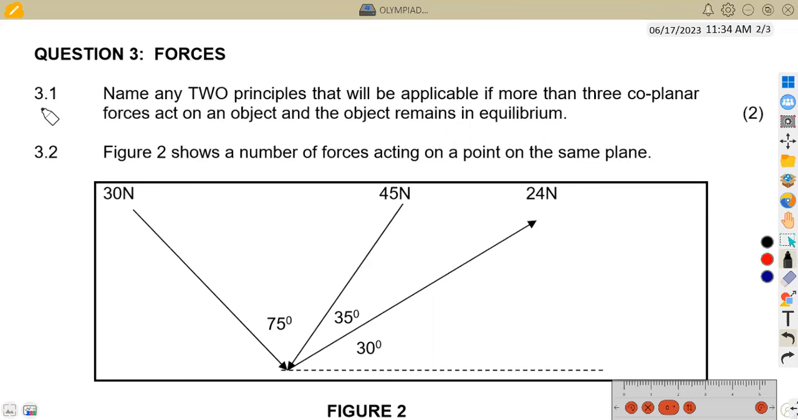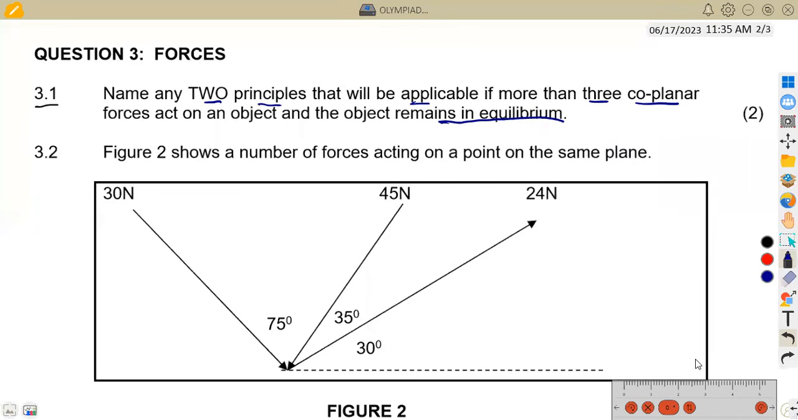We are given the first part of our question 3.1, that was to name 2 principles that will be applicable if more than 3 coplanar forces, take note, act on an object and the object remains in equilibrium. That is the most important part that we need. The object must remain in equilibrium for any number of more than 3 coplanar forces. All right, so what are these conditions that we need?